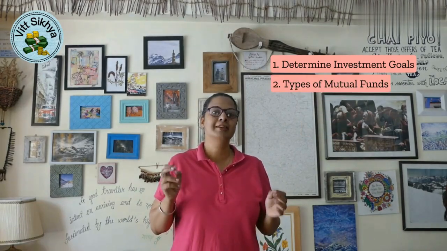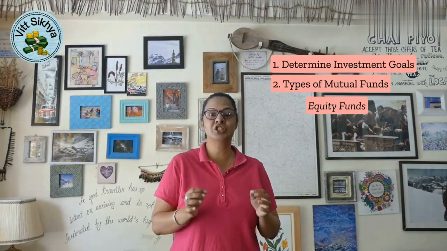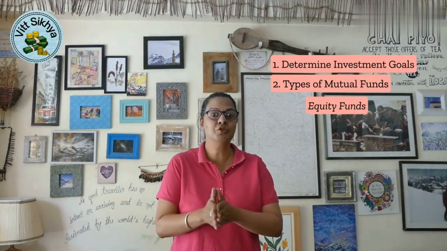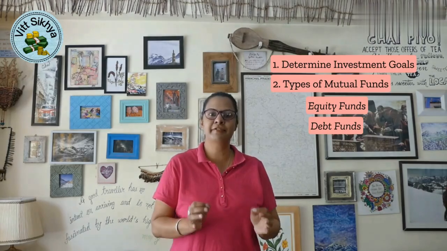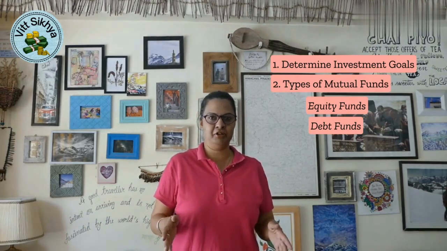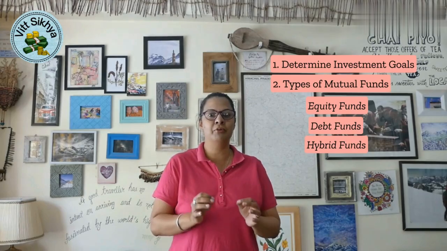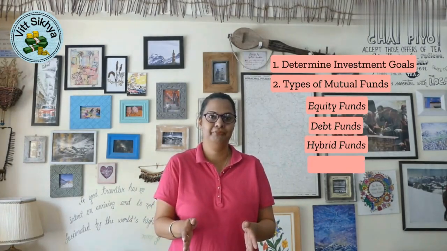Number 2. Types of mutual funds. Equity funds. Invest in stocks, suitable for long-term growth but comes with higher risk. Debt funds. Invest in fixed income securities, suitable for stability and regular income. Hybrid funds. A mix of equity and debt, offering balanced risk and return.